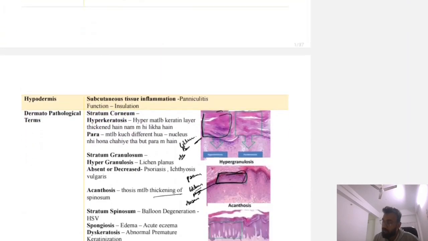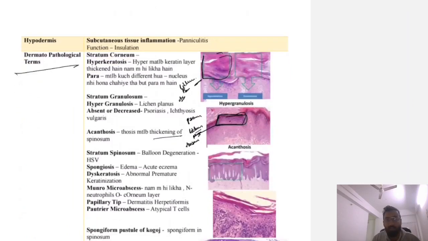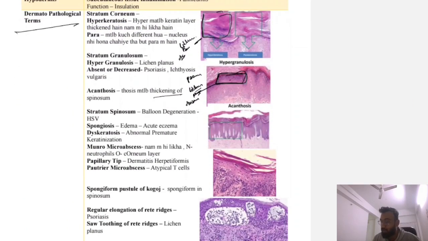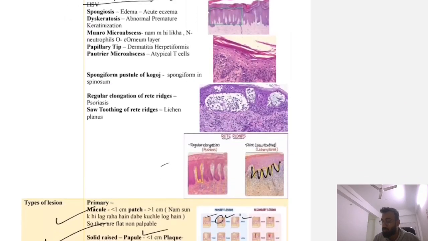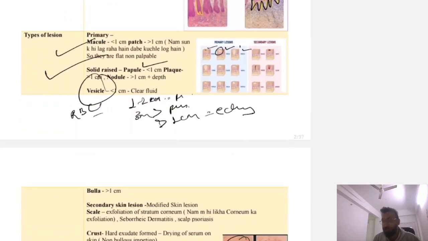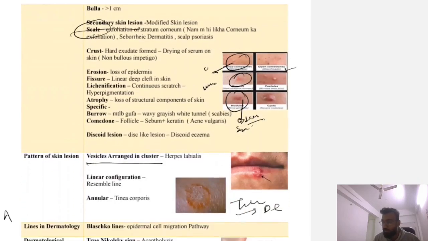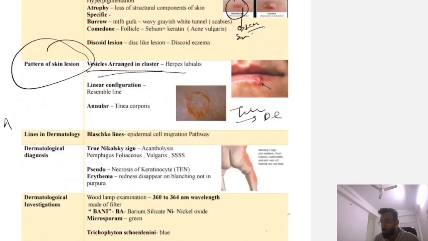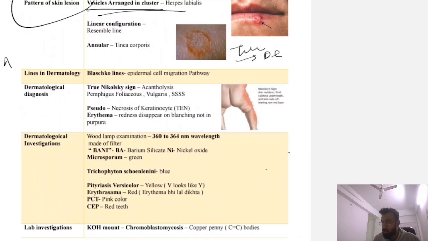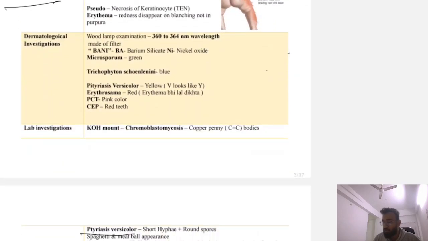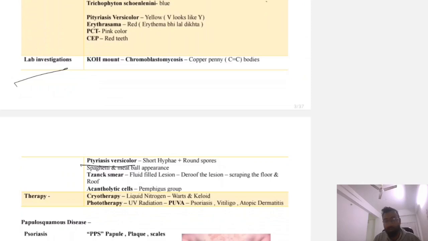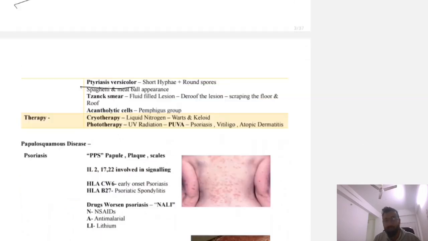Okay, we have learned about the hypodermis. We have learned about the various dermatopathological terms, that is stratum corneum, hyperkeratosis, parakeratosis, granulosum, hypergranulosis, absent, acanthosis, spinosum, spongiosis, dyskeratosis. We have learned about the various types of lesion, that is primary, macule and patch, solid raised, and vesicle or bulla. We have learned about the various secondary skin lesions. Okay, we have learned about the pattern of skin lesion. Okay, dermatological diagnosis, true Nikolsky sign, pseudo, lab investigation we have learned about. Okay, so this is the basics of dermatology.